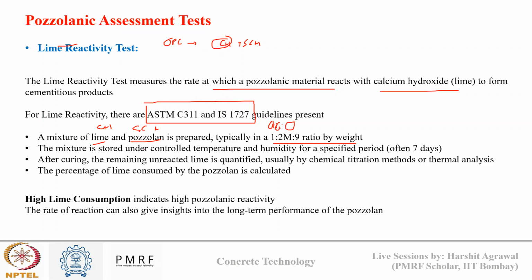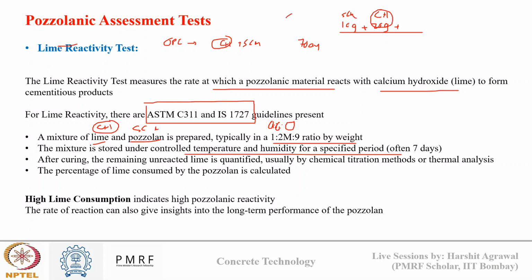Okay, we make this mixture and we let it set in controlled temperature and humidity condition, and after curing we determine how much CH is consumed. Okay, so suppose initially there was 10 grams of SCM and 20 grams of CH. Okay, now I have prepared paste using these two plus water. Okay, and after 7 days I will powder this paste sample and I will check how much CH is remaining. Okay, so what will happen?